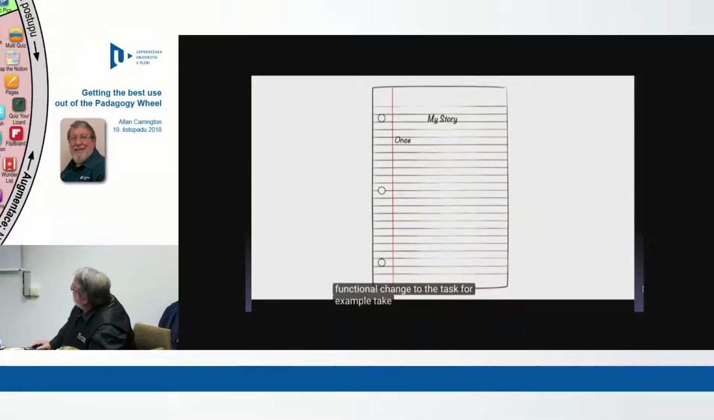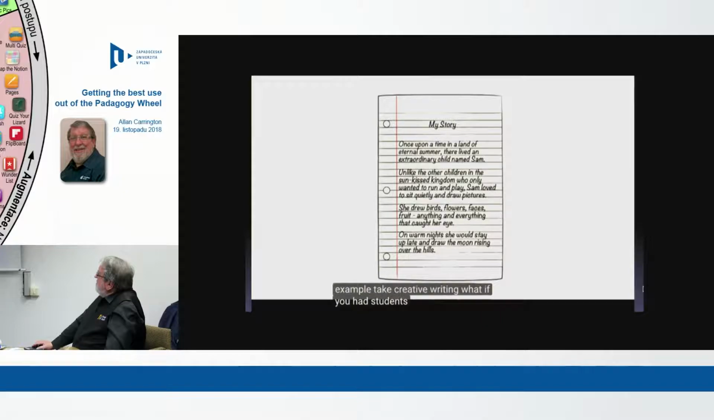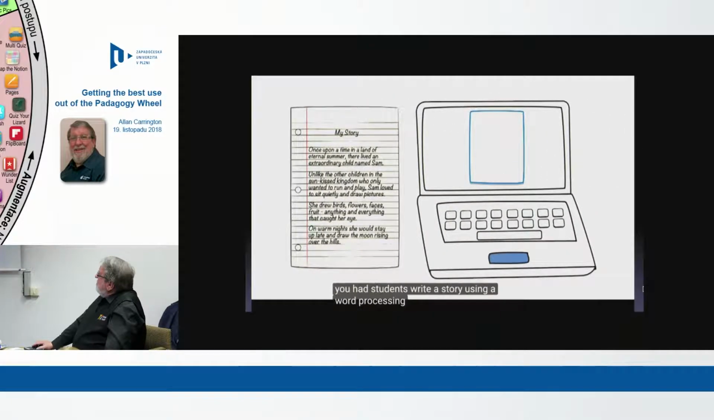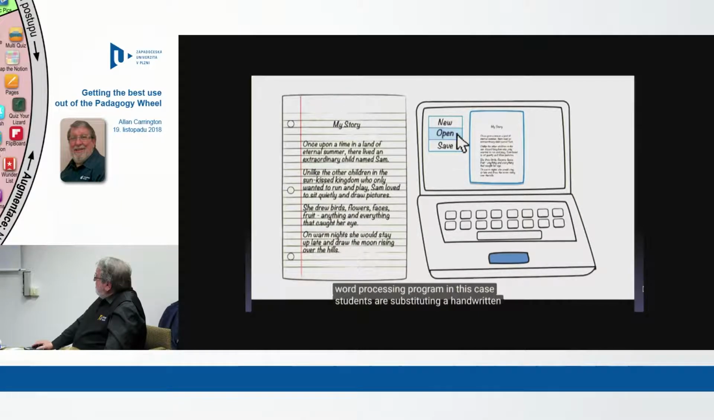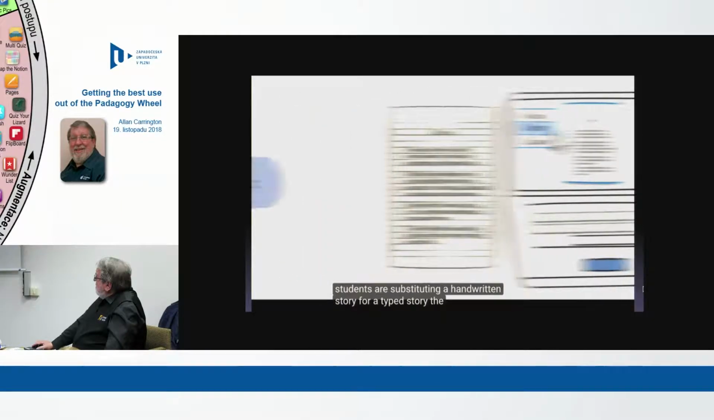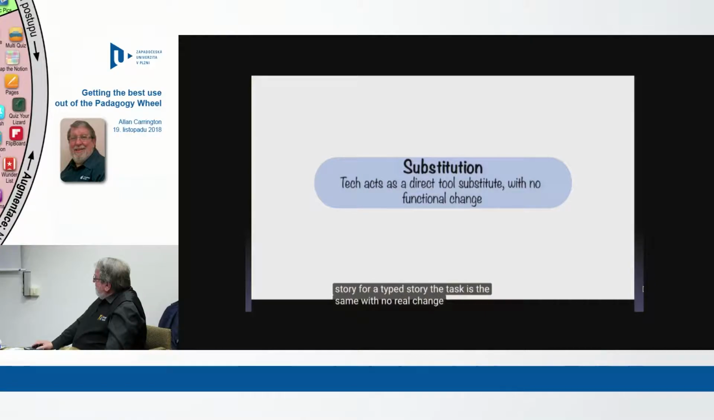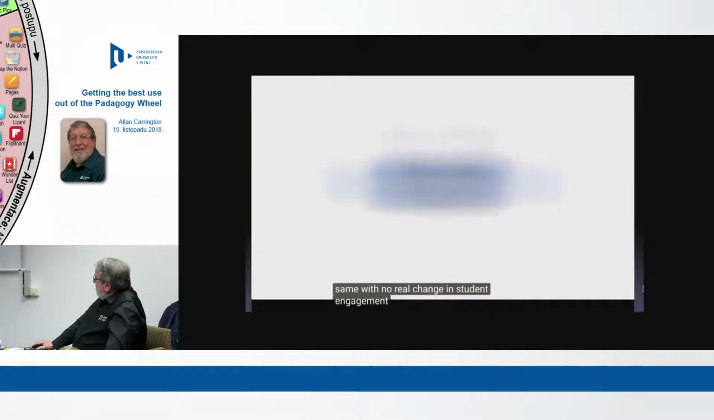For example, take creative writing. What if you had students write a story using a word processing program? In this case, students are substituting a handwritten story for a typed story. The task is the same with no real change in student engagement.